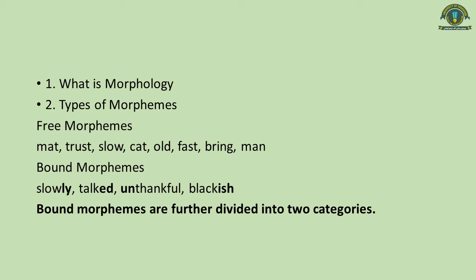Bound morphemes are further divided into two categories, derivational morphemes and inflectional morphemes. Bound morphemes attached to the front of a word are called prefixes, like distaste, untrue, or unthankful, and bound morphemes attached to the back of a word are called suffixes like valuable, sexual, slowly, healthy. Bound morphemes can be divided further into two categories, derivational and inflectional.